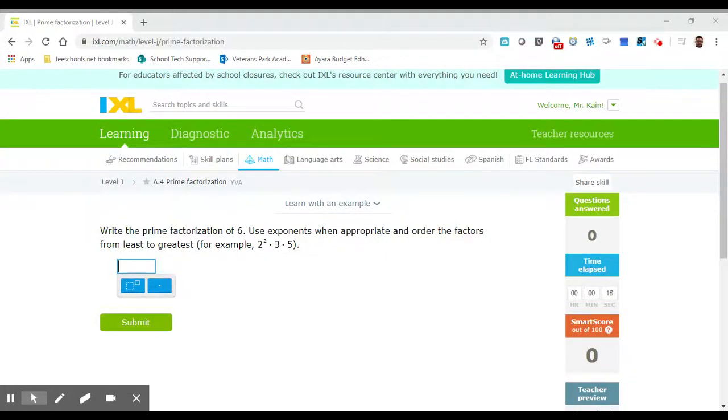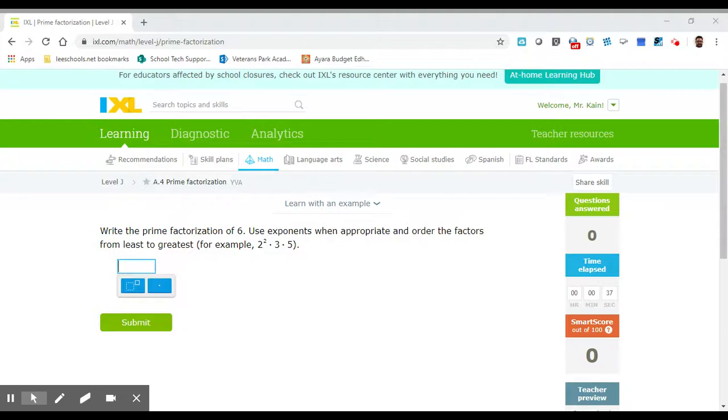Okay, we are working on an activity called prime factorization. This is the code YVA on your eighth grade IXL. And prime factorization is really important because it's the foundation of least common multiple, greatest common factor. So the better you know this, the better you'll be able to do on those.